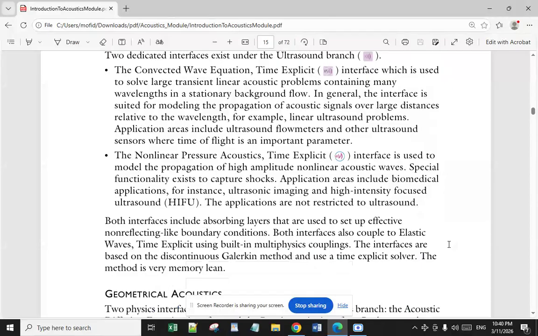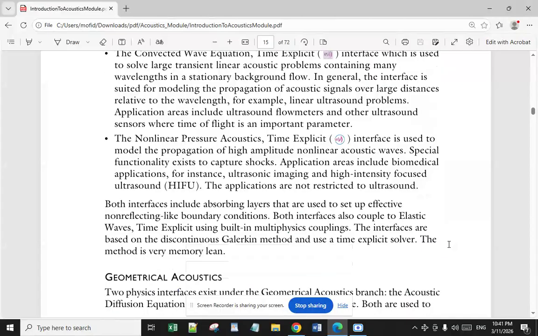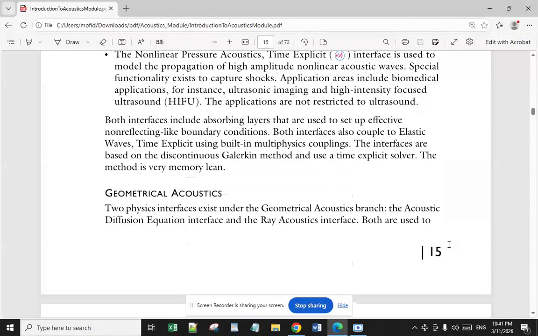Both interfaces include absorbing layers that are used to set up effective non-reflecting-like boundary conditions. Both interfaces also couple to Elastic Waves, Time Explicit using built-in multiphysics couplings. The interfaces are based on the discontinuous Galerkin method and use a time-explicit solver. The method is very memory lean.